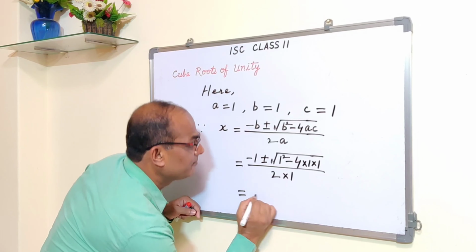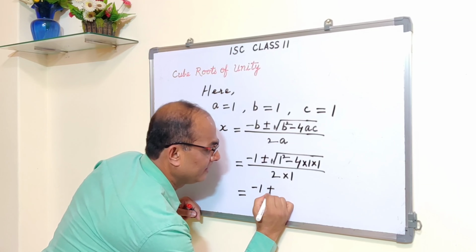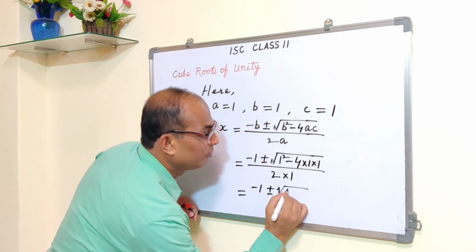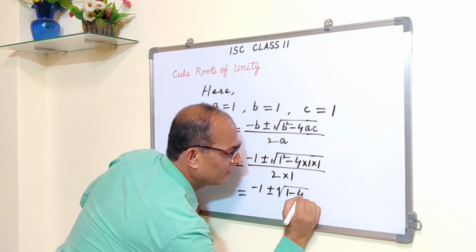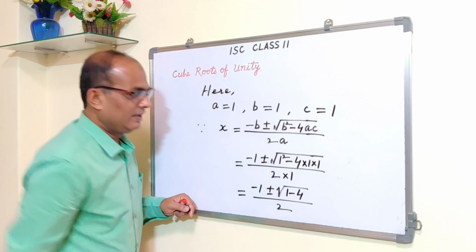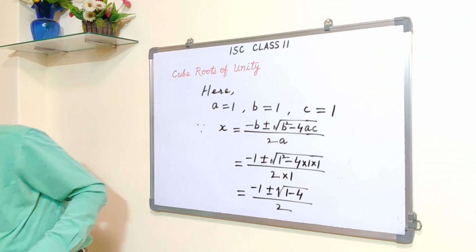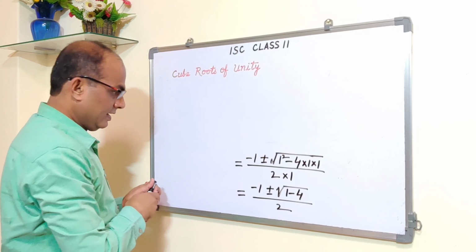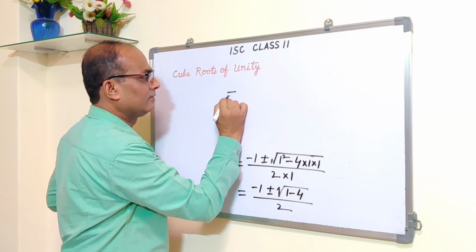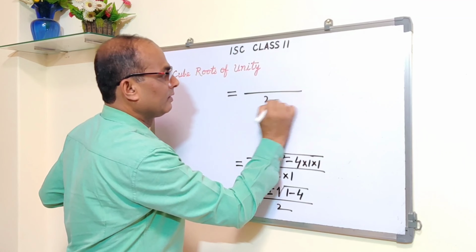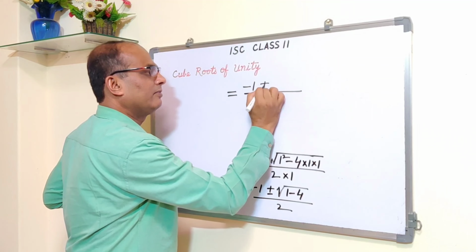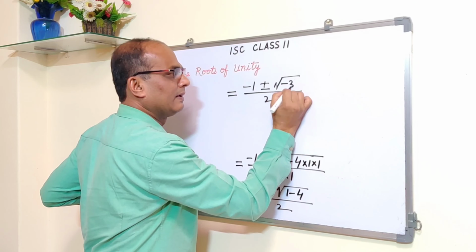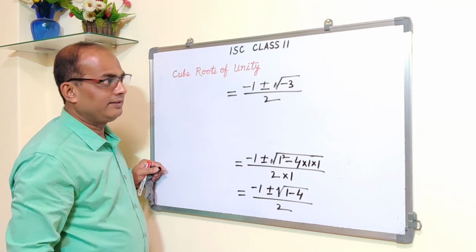So this is equal to minus 1 plus minus root of 1 square, which is 1, minus 4, that means 1 minus 4. Directly I could have written minus 3, but it's okay. Minus 1 plus minus this much. Now after this, we can write that this is equal to minus 1 plus minus root minus 3. Root minus 3, since 1 minus 4 is minus 3.